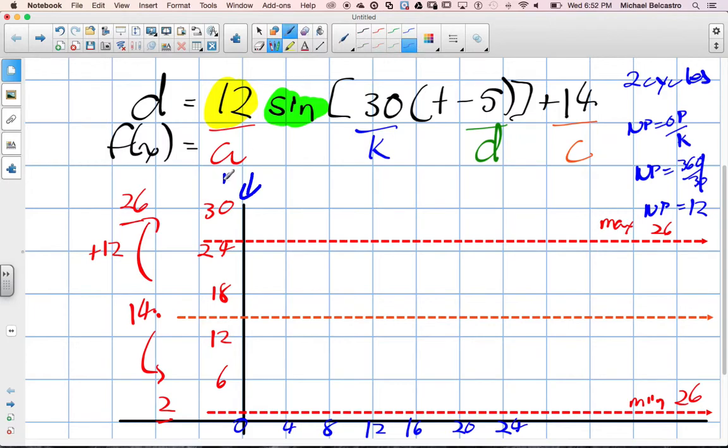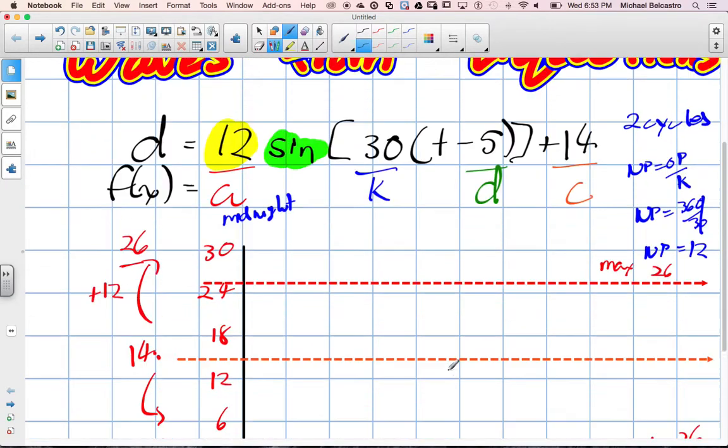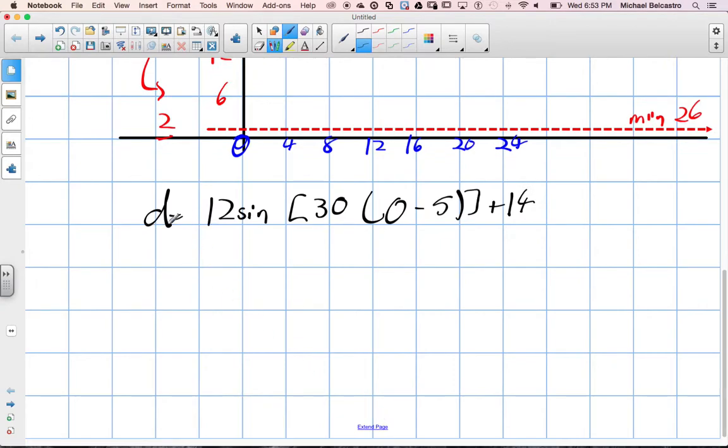At midnight, what's our tide? Well, midnight is going to be the time of 0. So we plug 0 in here, and we can find out what the height of our water is going to be. So D would be equal to 12 sine 30, T is going to be 0, minus 5, plus 14. And we can find out exactly what the y-intercept is from this value. So equals sine, negative 5 times 30 is negative 150, so sine of negative 150, plus 14.